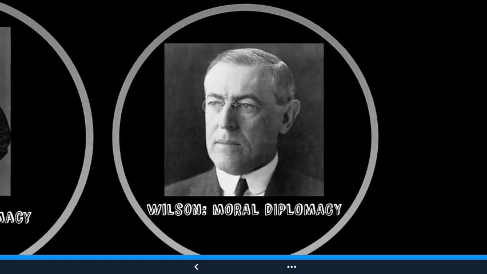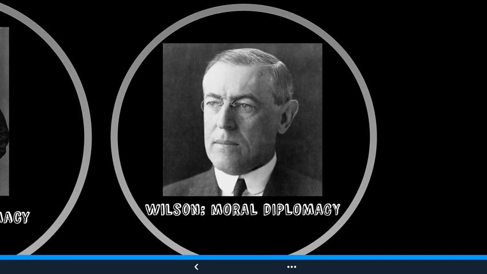The other president, the last president we need to talk about, is Woodrow Wilson. And Woodrow Wilson's policy was known as moral diplomacy. And moral diplomacy is this idea of getting involved in order to try to pursue democratic values overseas. So he believed that the United States should get involved whenever it came to promoting democracy or promoting freedom.